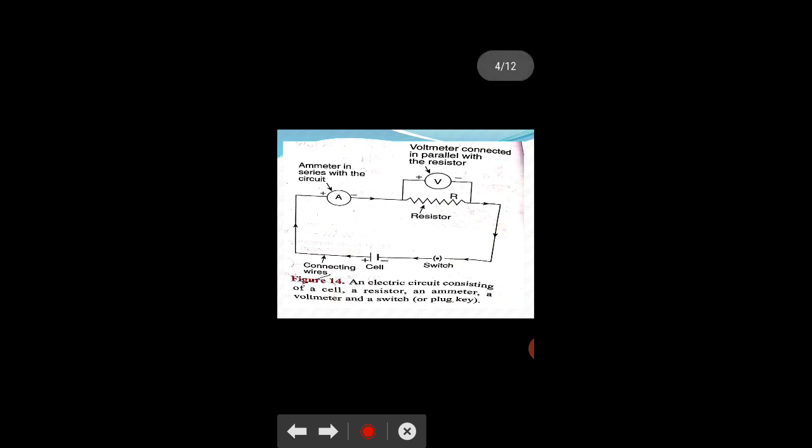Another simple circuit has been shown to you in this figure. See here, it is a figure which consists of a cell, a resistor, an ammeter, a voltmeter and a switch. So in this circuit, a resistor R has been connected to the two terminals of a cell through a switch. An ammeter A has been put in series with the resistor R. This is to measure current in the circuit.